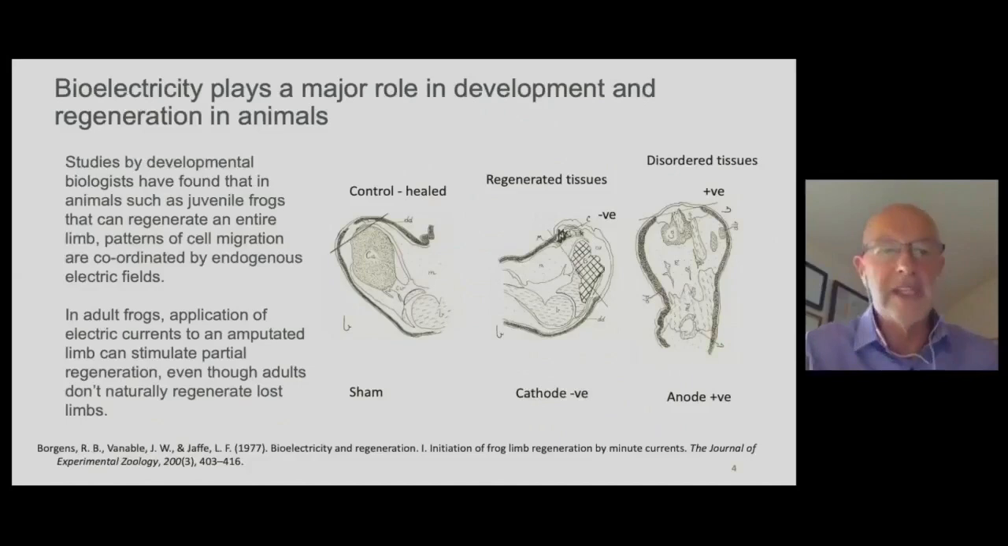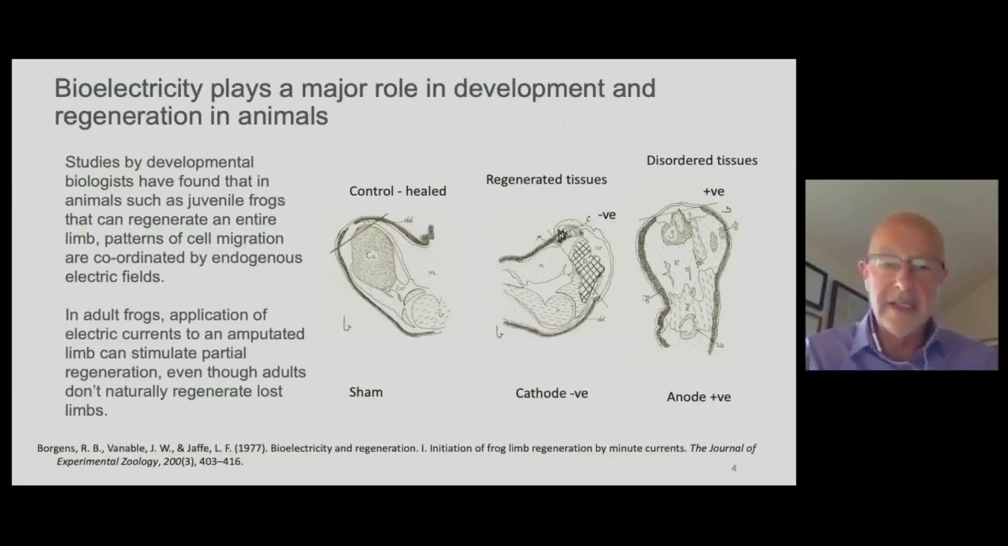Our story actually begins not in wound healing, but in developmental biology. Studies by developmental biologists have found that in animals, such as frogs, for example, that can regenerate an entire limb, the patterns of cell movement and migration and differentiation are all coordinated by endogenous electric fields generated within the healing tissue.